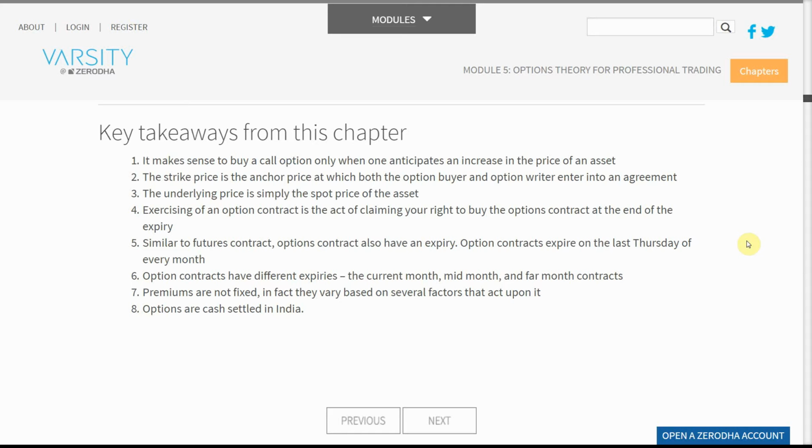Premiums are not fixed. In fact, they vary based on several factors that act upon it. Options are cash settled in India.